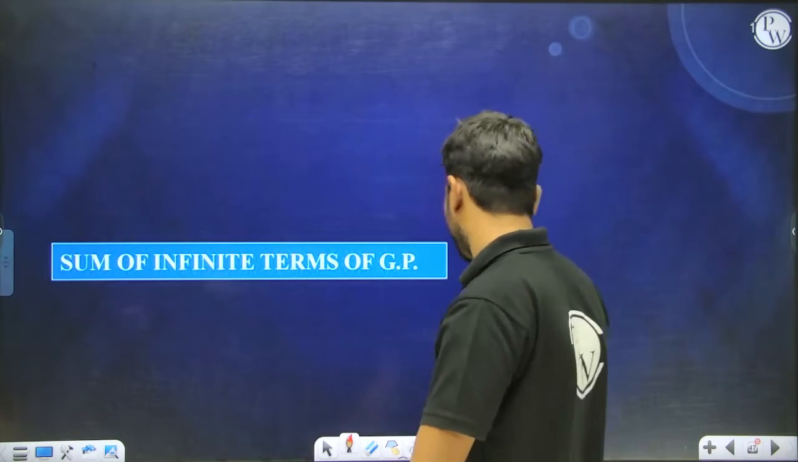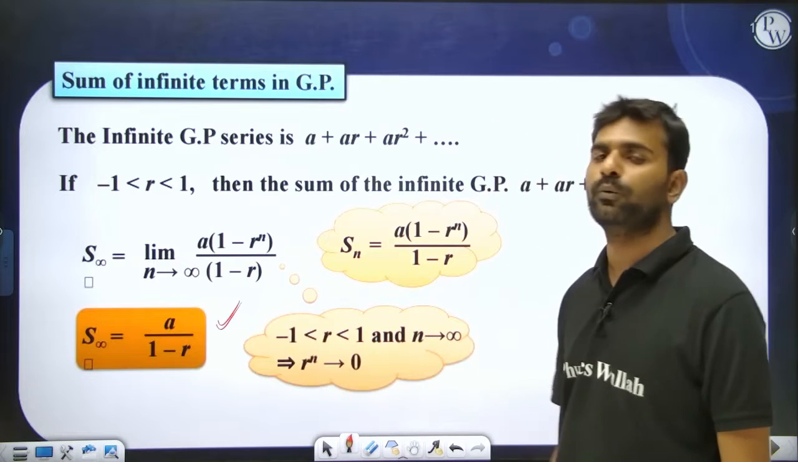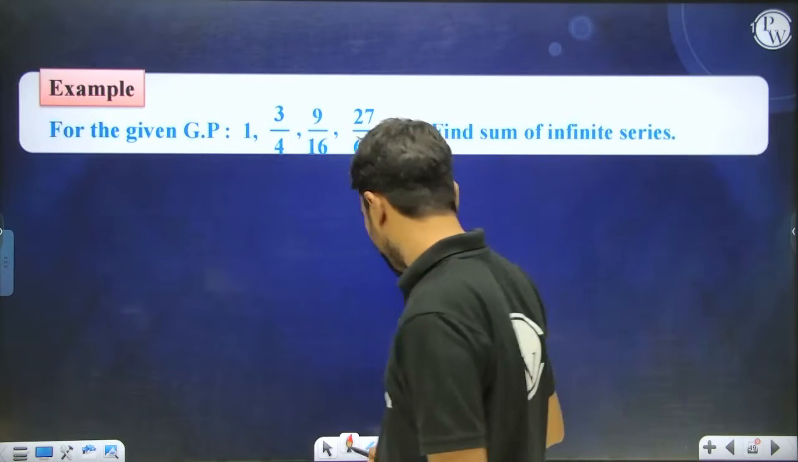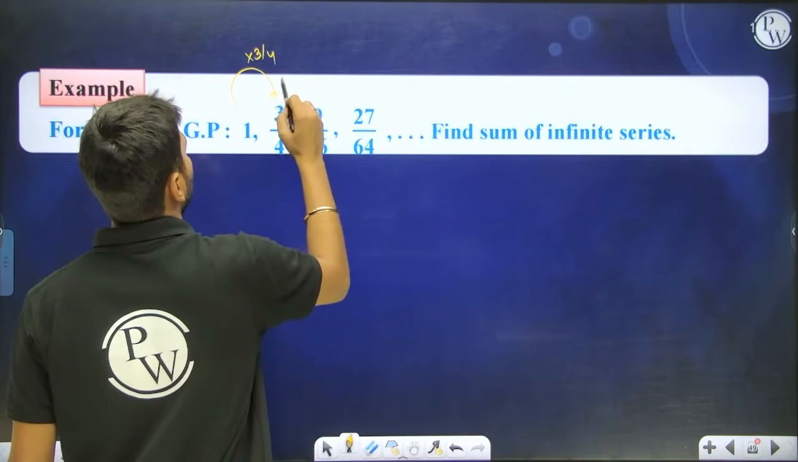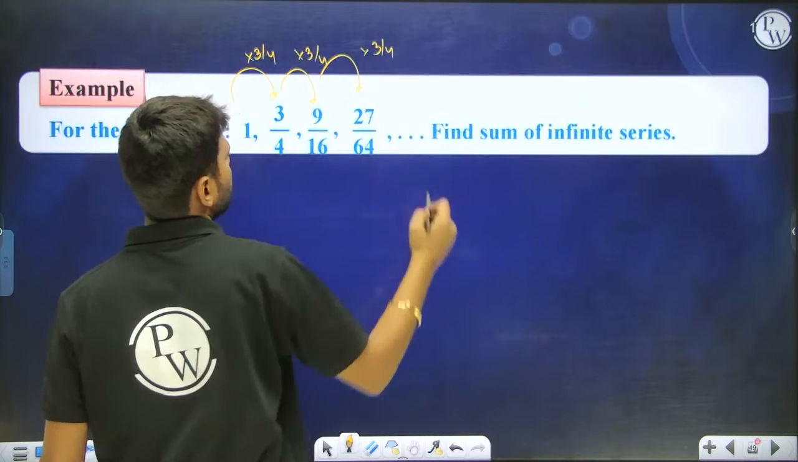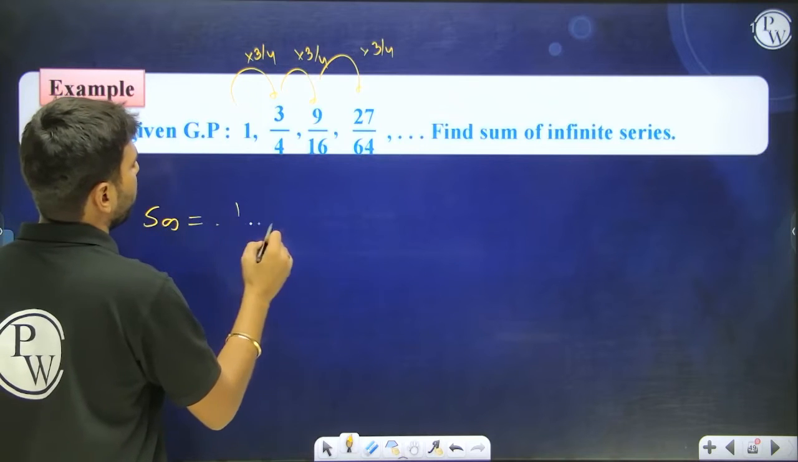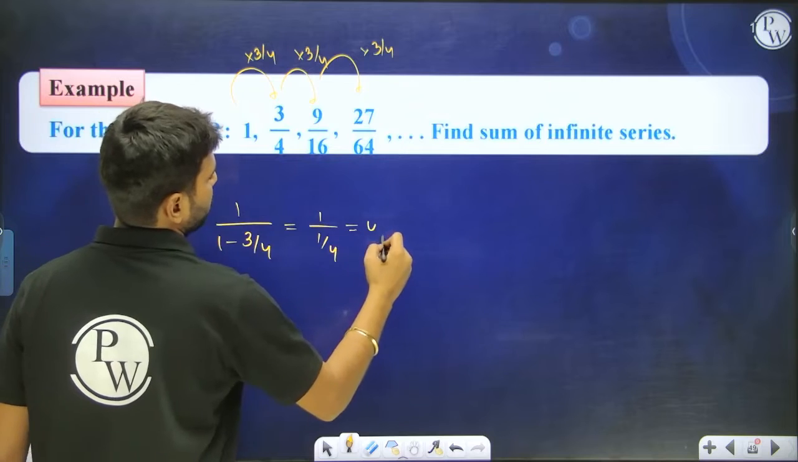Alright, the sum of infinite terms of a GP, we have already seen, is equal to a upon 1 minus r, and this summation can only be found in the case when the modulus of the common ratio is less than 1. Over here, is this a GP? Yes. If you multiply by 3 by 4 over here, and over here again 3 by 4, this is forming a GP. Find the sum of the infinite terms of the GP. It is going to be first term upon 1 minus common ratio, so 1 upon this, 4 is the answer.